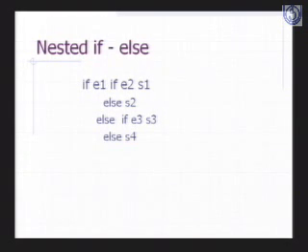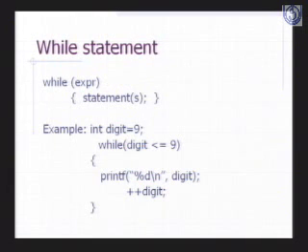Other than this nested if, we have a statement which is a clear-cut way to define these kinds of nested if, and it is called the switch statement in the C language. So this nested if can also be handled by a switch statement instead of writing the nested if. Then we have a looping construct called the while statement.